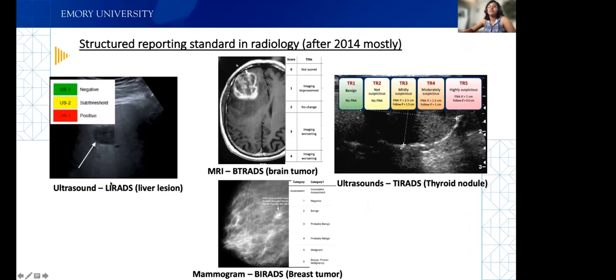For example, you can see that for liver lesions, for ultrasound especially, we have three types of scoring. US-1 is negative, US-2 is subthreshold, US-3 is positive, like positive for cancer. And then for BT-RADS, for brain tumor, we also have a similar kind of scoring. So radiology is not only giving you the findings, but also gives a structured scoring for each study. So it's immensely helpful: if we can extract the scoring, we automatically get the annotation for that particular study, specifically for the diagnosis.